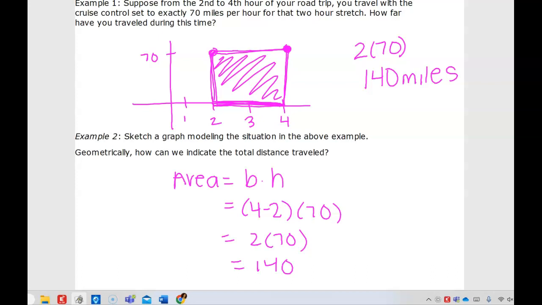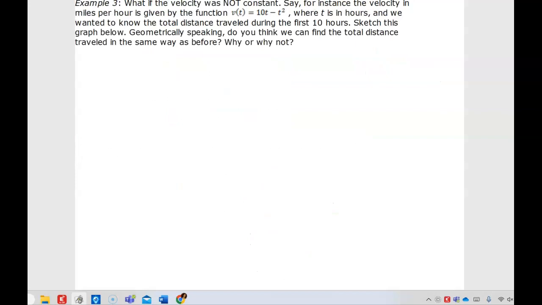So it's really nice to find distance traveled using area under a curve when that curve is a constant, because that constant will create a perfect rectangle. What happens if velocity is not constant, which is many of the cases? Say for instance we have a velocity function in miles per hour, given by 10t minus t squared, where t is in hours. And we want to know the total distance traveled during the first 10 hours.